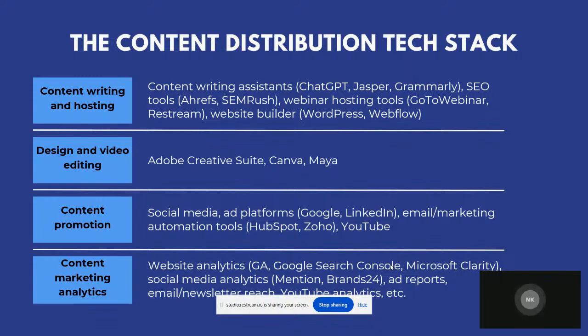So you need content writing assistance. It need not be an AI tool. It can be something like Grammarly. I mean, even Grammarly integrates AI nowadays. Grammarly helps you make your content more polished. So you need writing assistance, basically. You also need SEO tools like Ahrefs or SEMrush. You can also turn to free tools from Google like Google Analytics and Google Search Console.